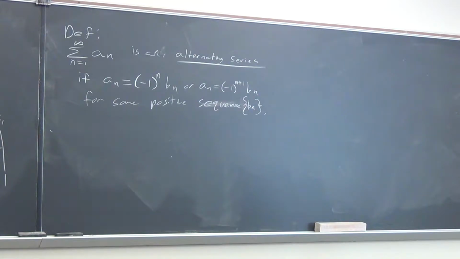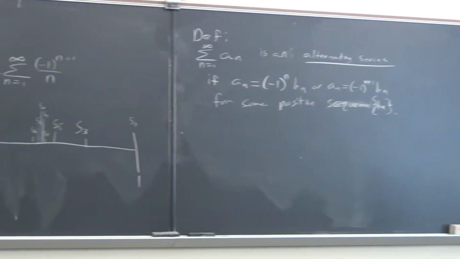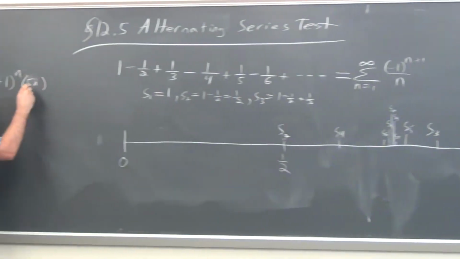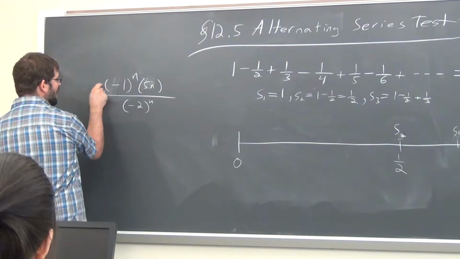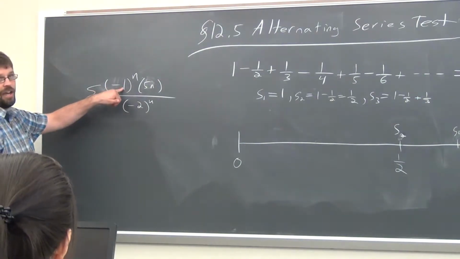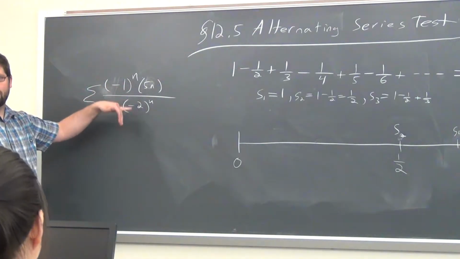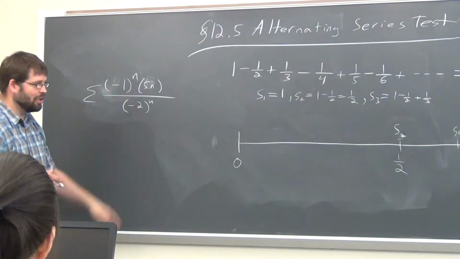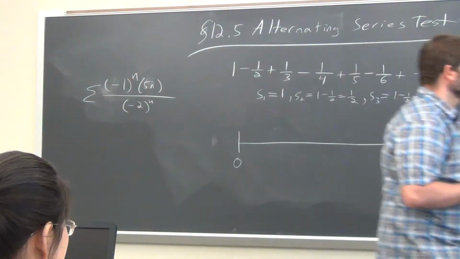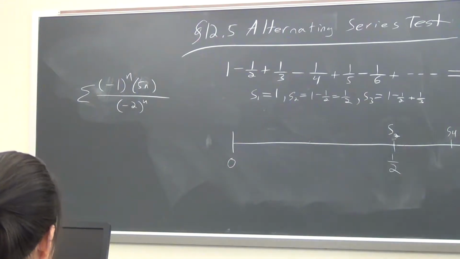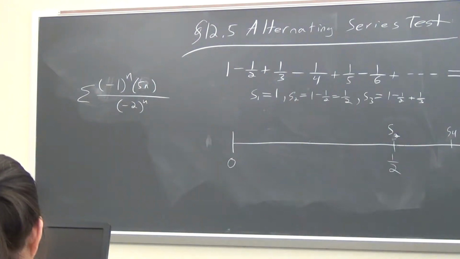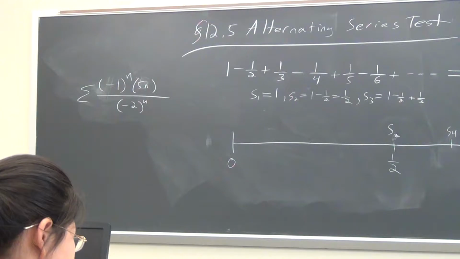So be careful. I mean, if you had something like this, negative 1 to the n times 5n over negative 2 to the n, right? You might think, oh, that's an alternating series because I have that, but they cancel each other out, right? And it's always positive, so it's not really an alternating series. So you're not going to see anything like that, really. Okay. So there's our definition, and then our theorem is the following.